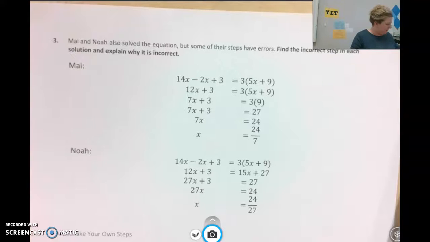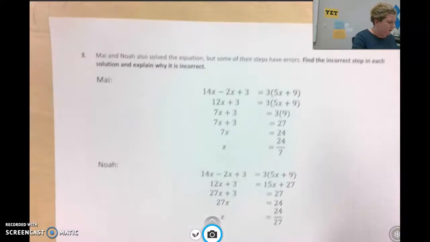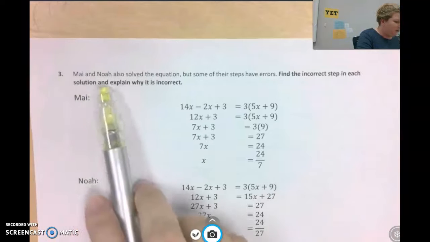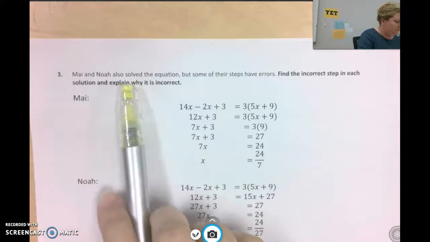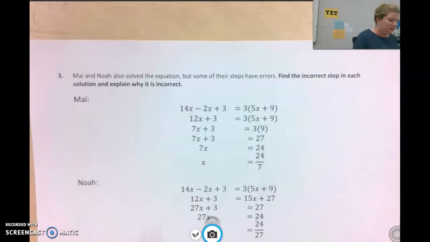Looking at my time, I believe I'm just going to kind of show this. Well, we'll do another video if we need to. Okay, Maya and Noah solve this equation, but some of their steps have errors. Find the incorrect step in each solution and explain why it's incorrect.